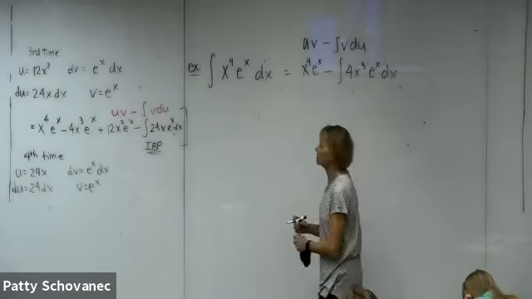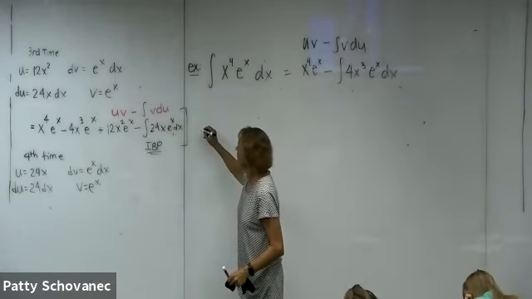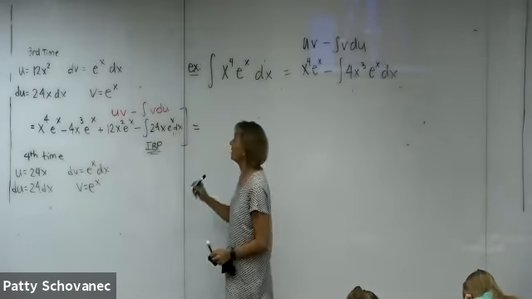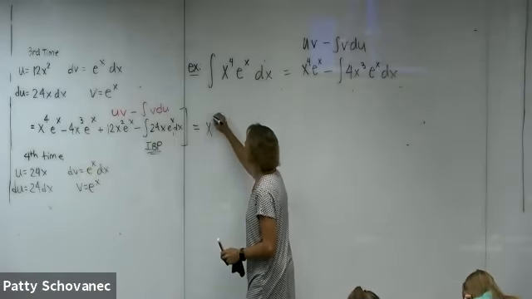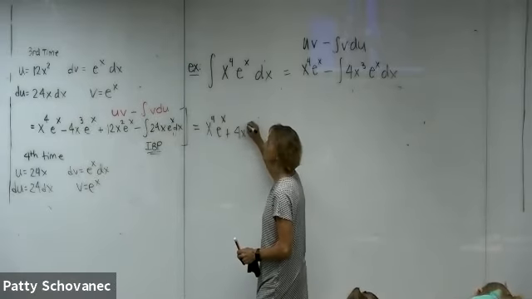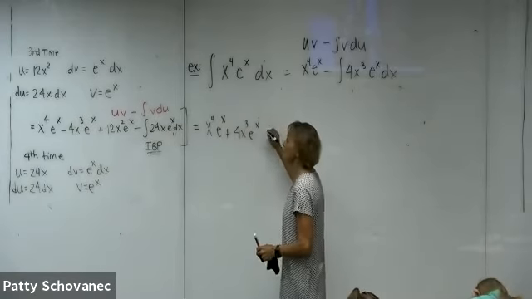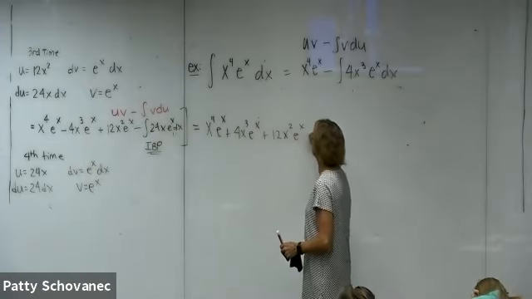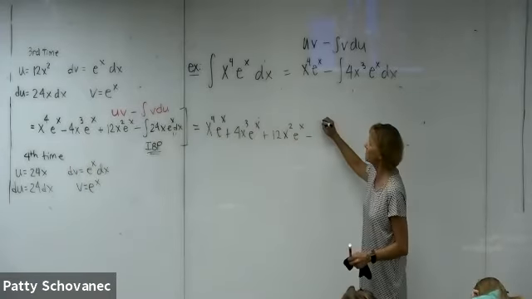Well, I'm going to come out here horizontally. Okay, copy down the first three terms. They're part of the antiderivative: x to the fourth e to the x, plus 4x cubed e to the x, plus 12x squared e to the x, minus. Now I need my integration by parts scheme.